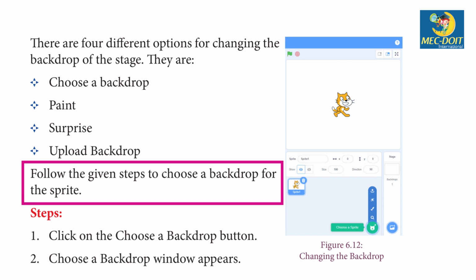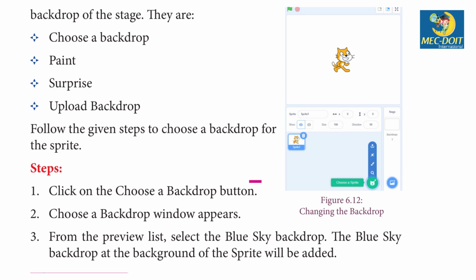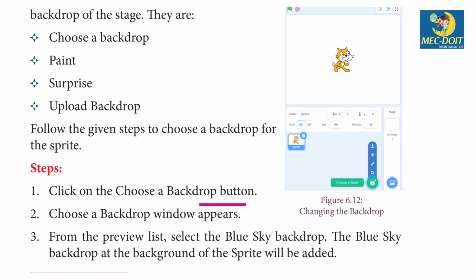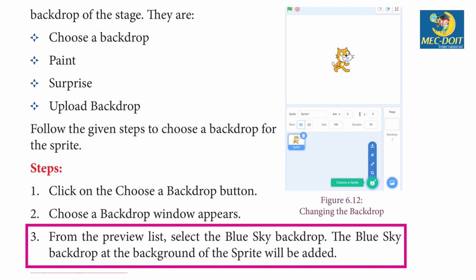Follow the given steps to choose a backdrop for the stage. Steps: 1. Click on the Choose a Backdrop button. 2. Choose a backdrop window appears. 3. From the preview list, select the blue sky backdrop. The blue sky backdrop at the background of the sprite will be added.